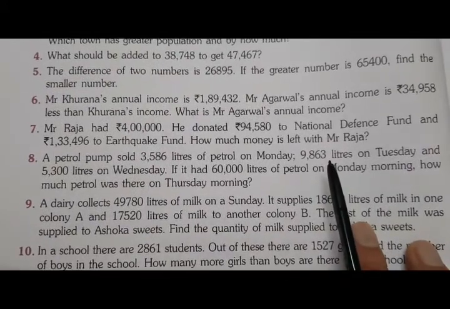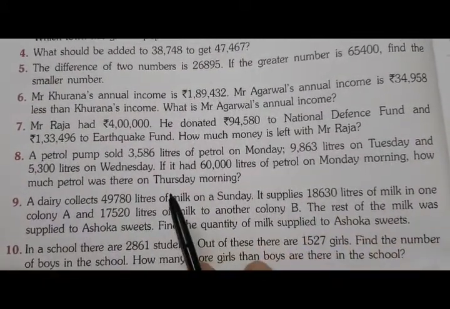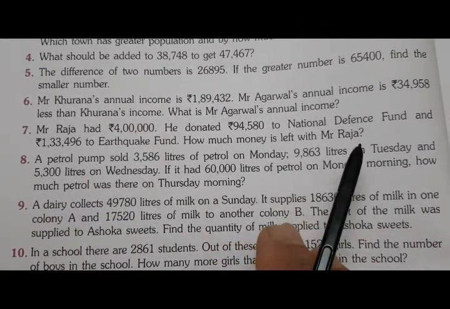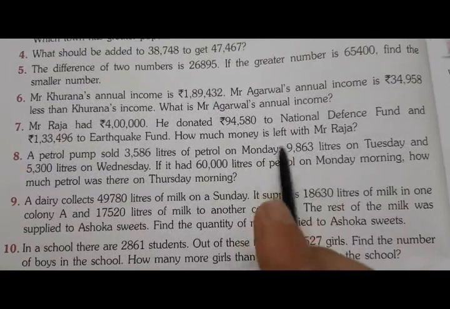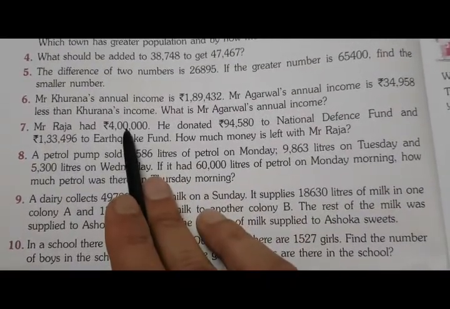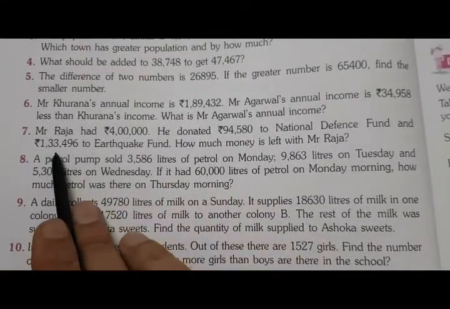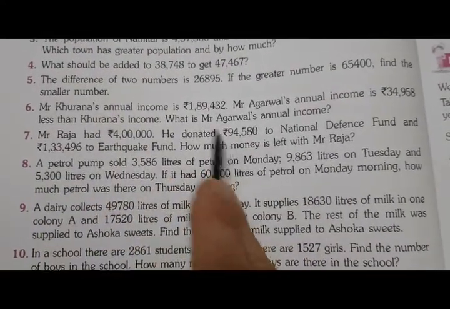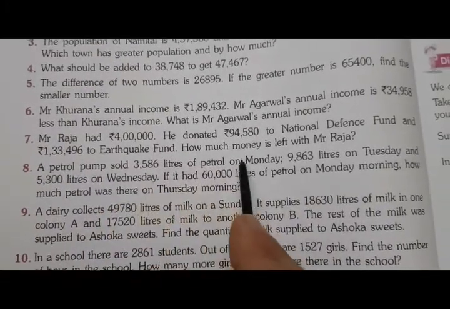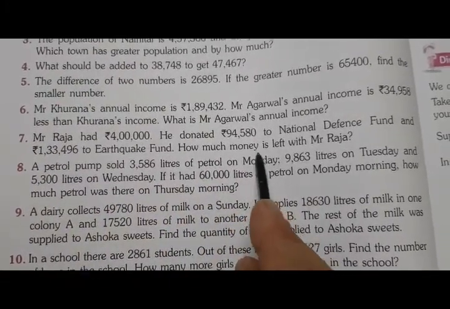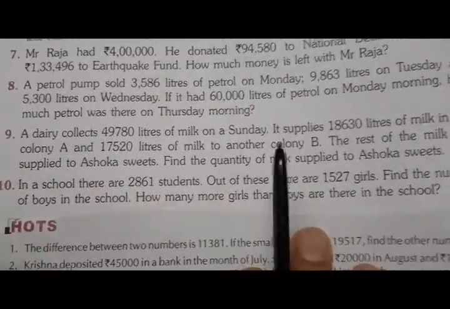Mr. Raju had 4 lakh. He donated this much to the National Defense Fund and this much to the Earthquake Fund. How much money is left? Left means you have to subtract. But how? The total amount that Raju had is this much. This and this amount have been donated. So you add these two, and then you subtract from 4 lakh. The answer which comes is the money left with Mr. Raja. Sorry, it's not Raju, Raja.